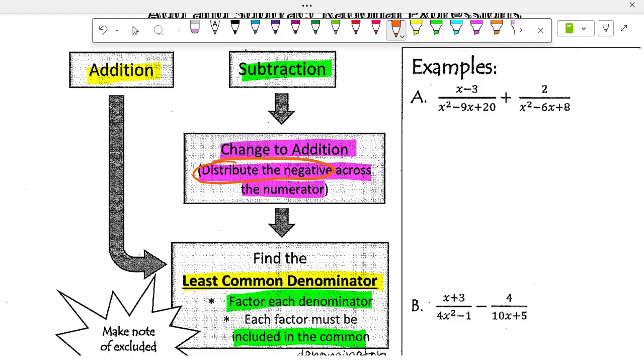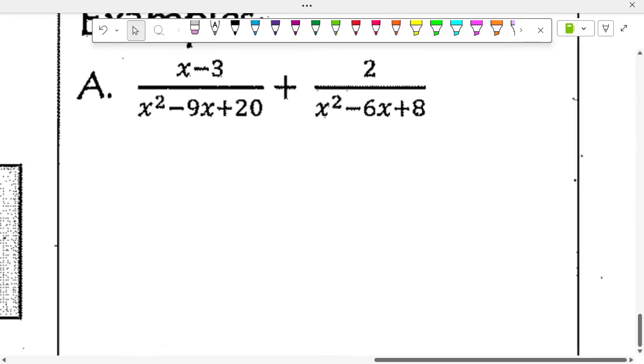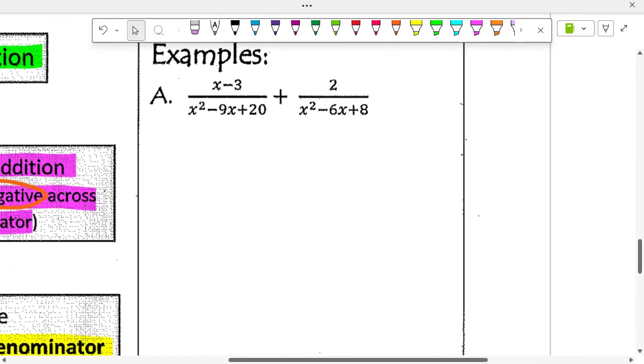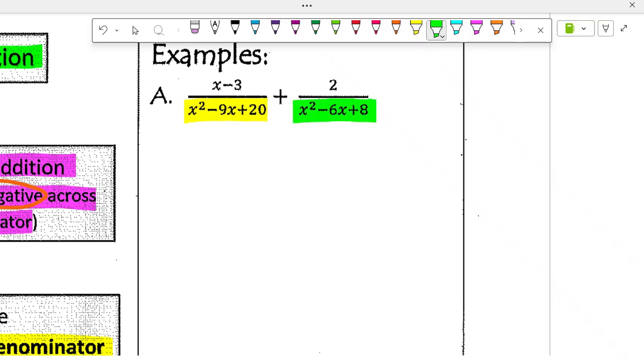All right, so let's look at an example. So this first one. Can I factor the numerators at all? So the top ones, can I factor? No. So all I have to do is factor these two denominators. That's the first thing I need to do. I need to factor them so I can find common denominators.